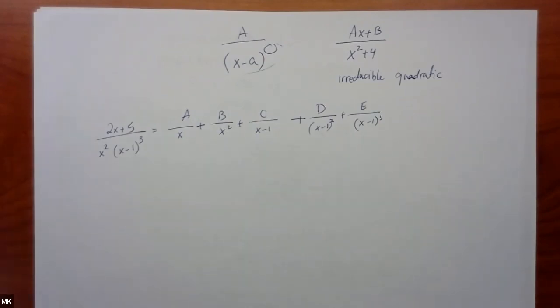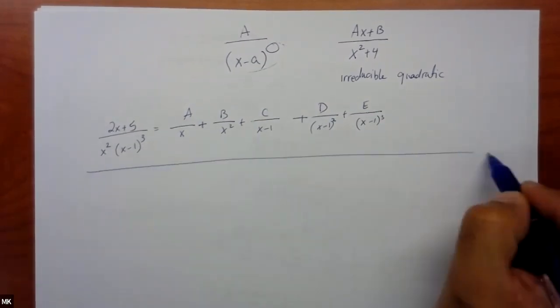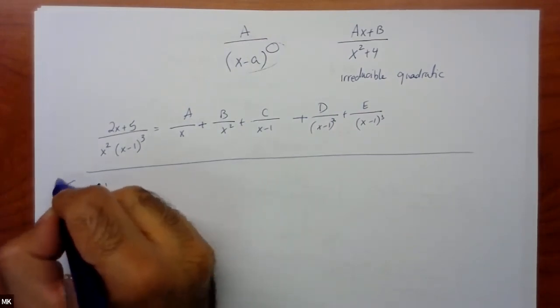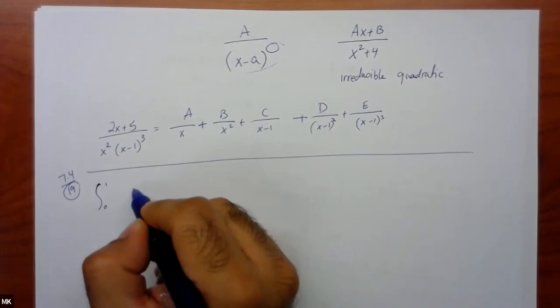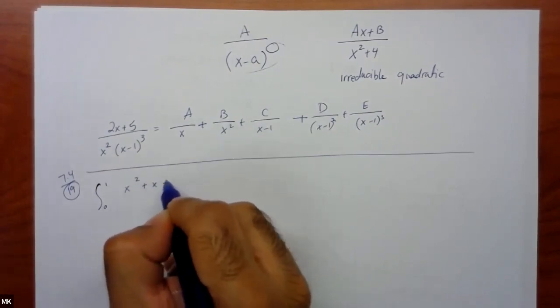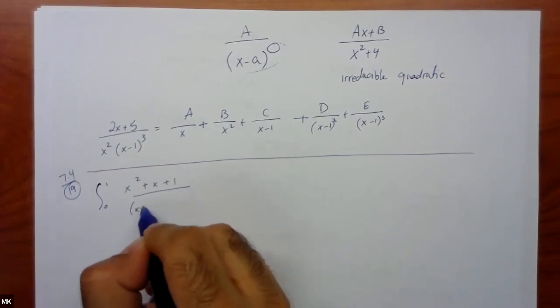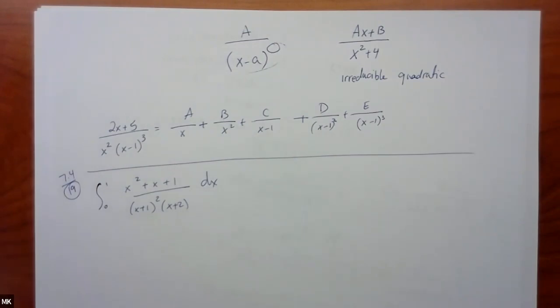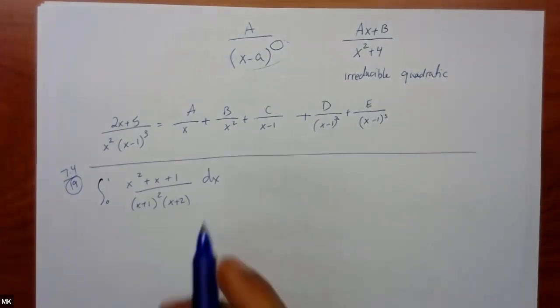Let's do x squared plus x plus 1, and let's integrate from 0 to 1. This is number 19 from 7.4. It just caught my eye, so it seems to be a nice problem. So this is what I was talking about when you have powers.